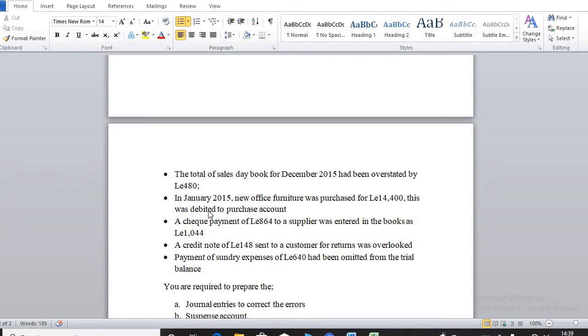So from here you could see that instead of recording a payment of 864 in the books, the accountant recorded it as 1,044. So obviously the amount recorded in the books is bloated. It's above what we are supposed to record.